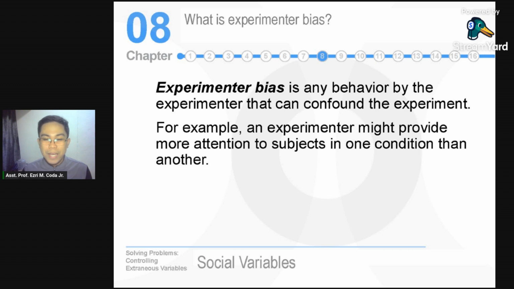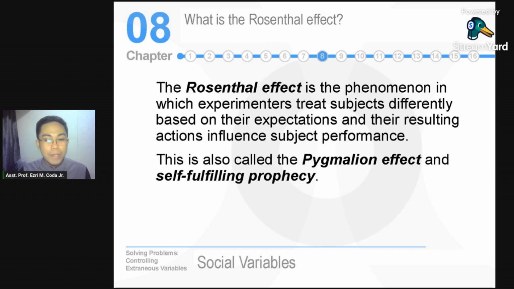So experimenter bias is any behavior by the experimenter that can confound the experiment. So ibig sabihin minsan kasi we have biases, or we have prejudice, we have discrimination. And sometimes it appears, no? Even if we do not intend to surface them, unconsciously, because sometimes we are unaware of our biases, no. They really appear in the way we give instructions to our participants, to our subjects, and that could affect the experiment. So, for example, an experimenter might provide more attention to subjects in one condition than the other because sometimes may bias doon. Mas favorite niya yung grupo na yun kaysa sa dito. So that is one example of experimenter bias.